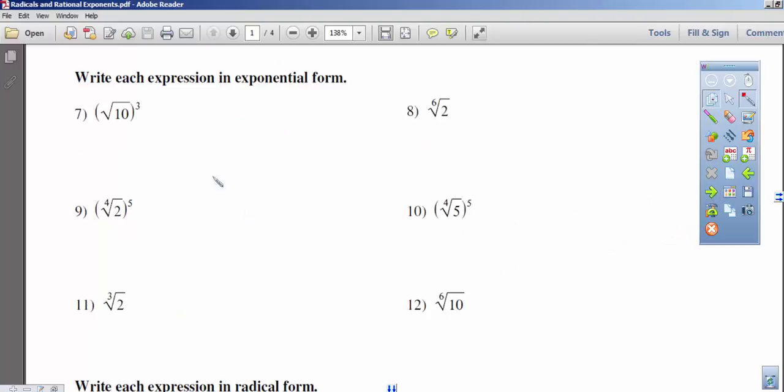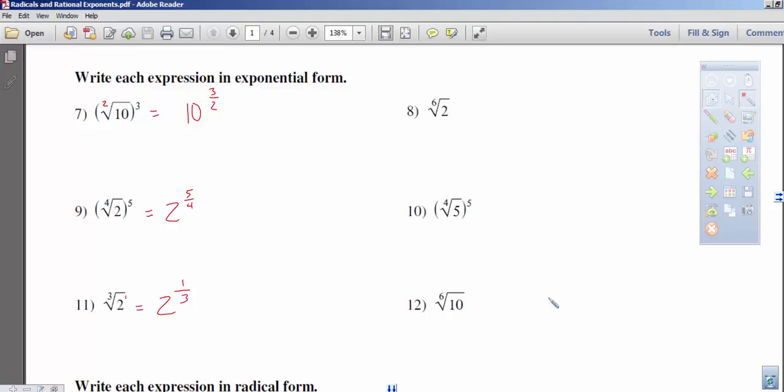But now if we go the other way, what if we go from radical to rational, or to exponential? On number 7, remember you can always hit pause and work them out yourself ahead of time, then unpause and see how you did. This would be 10 to the 3/2 power. This would be 2 to the 5/4 power. And this would be 2. Remember there's an understood 1 right there.